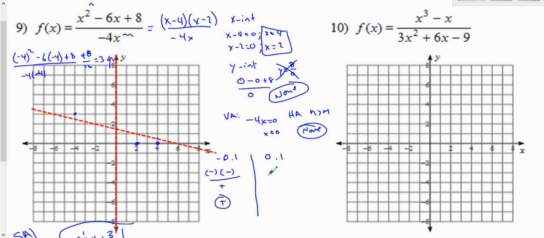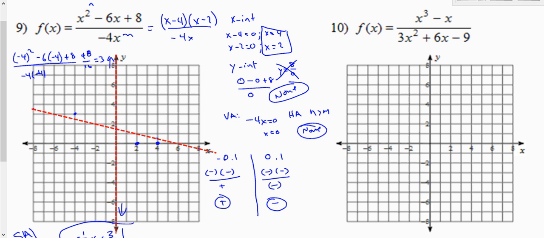For 0.1 minus 4, I get a negative. 0.1 minus 2 is a negative. -4 times 0.1 is a negative. 3 negatives is a negative answer. So I will be going down to negative infinity.